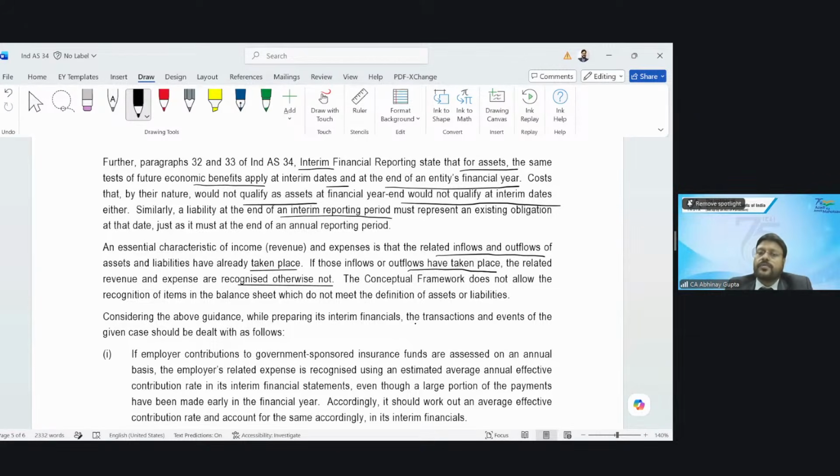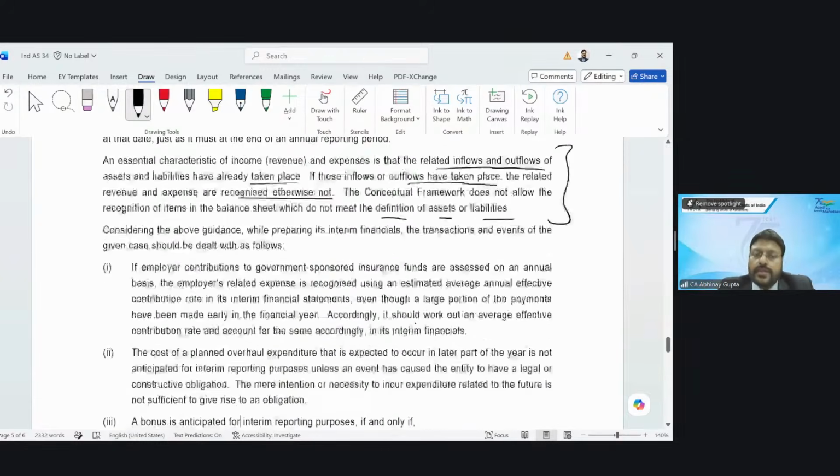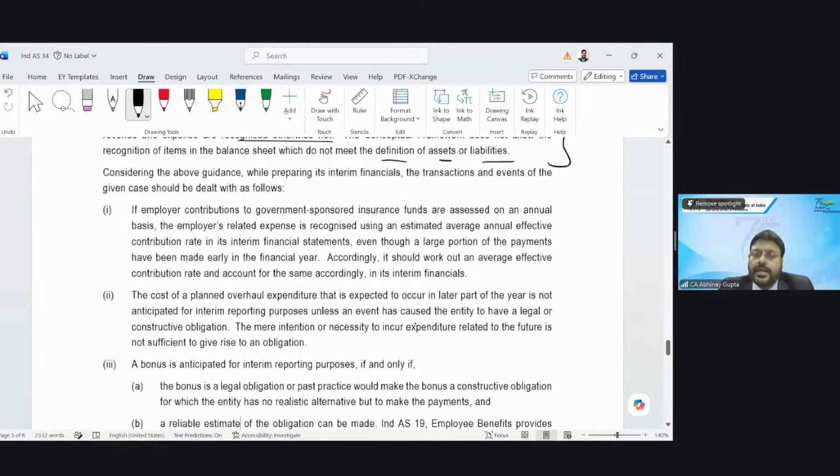The conceptual framework does not allow the recognition of items in the balance sheet which do not meet the definition of the assets or the liabilities, right? So this is the general discussion we have to make in order to explain or support our answer. So it's not that if we are giving the right answer, that is enough. We have to support that as well, right?